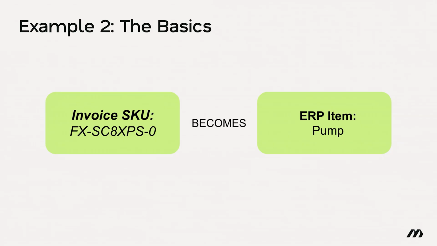Now let's take a look at the second example. Manually selecting the item works, but I don't want to repeat this process every time this vendor uses the same SKU. I want MakersHub to remember that this SKU corresponds to the item name pump in my accounting system. And this is where integration mapping comes into play.